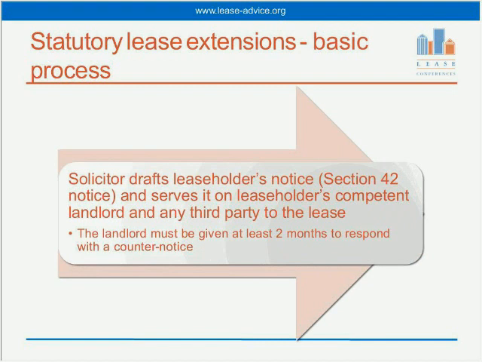Further down the 1993 Act process, if a solicitor is engaged, they'll draft the starting gun, the leaseholder's notice, the Section 42 notice, and serve it on an individual or entity called the competent landlord, and I'll come on to what that means shortly, and any third party to the lease. Service of the Section 42 notice will be dealt with in the subsequent webinar. But third party to the lease, for you to realise, is, say, any management company that's a party to the lease, and I suppose any guarantor if they're a party to the lease. Although one doesn't find that many guarantors for residential leases, they tend to be commercial leases.